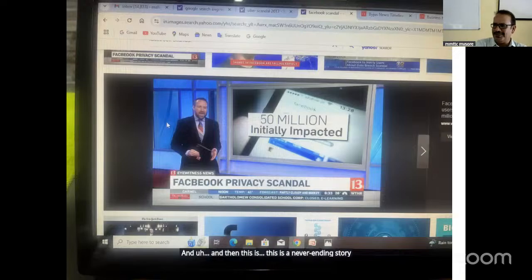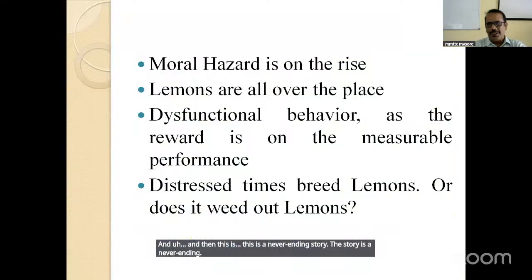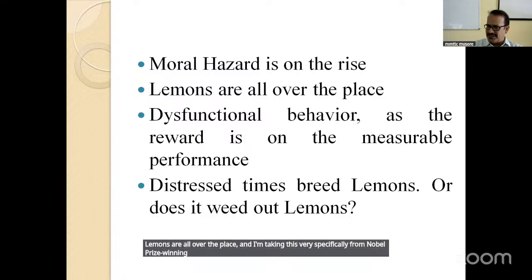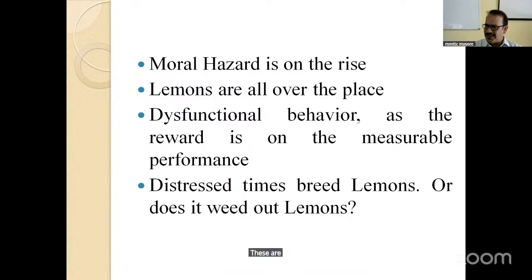The story is never-ending. So in corporate parlance, we say moral hazard is on the rise. I'm just giving you the summation. Lemons are all over the place, and I'm taking this very specifically from Nobel Prize winning theories. These are the expressions that I found there. Moral hazard. Lemons are all over the place. Dysfunctional behavior.